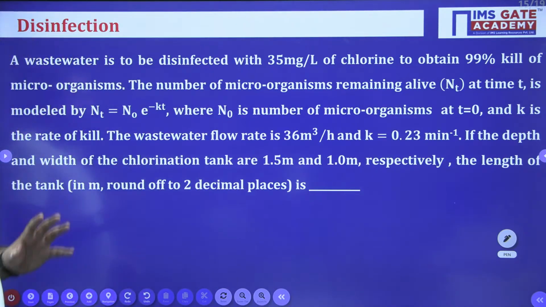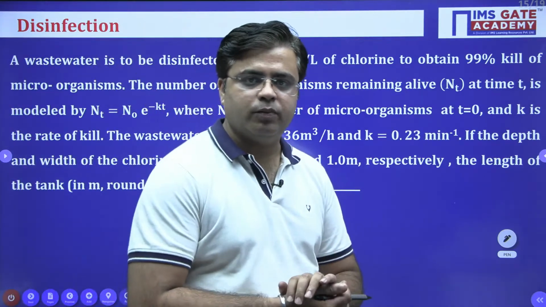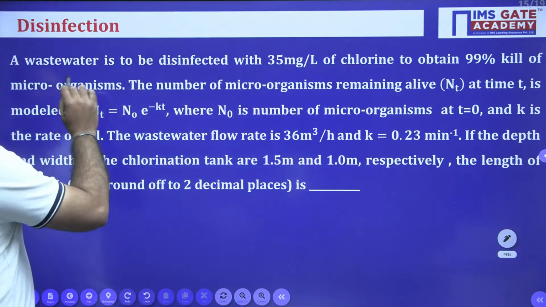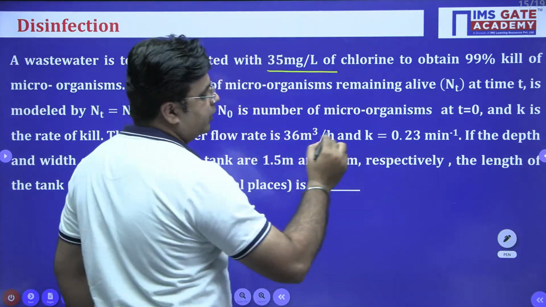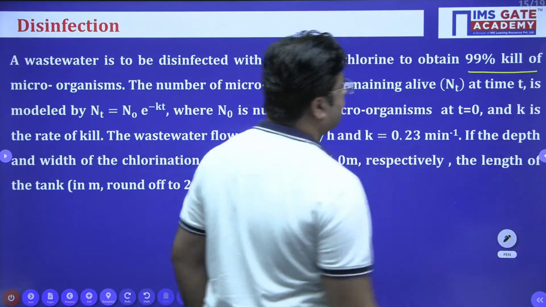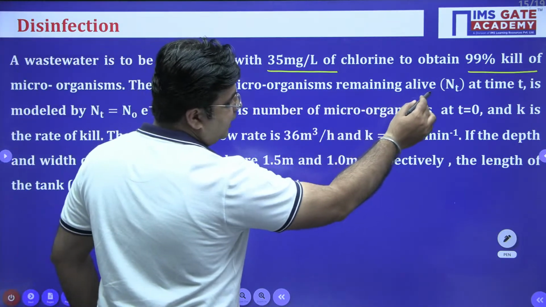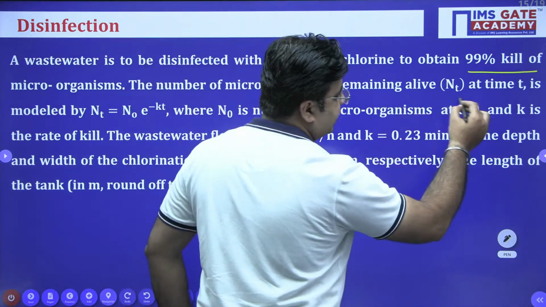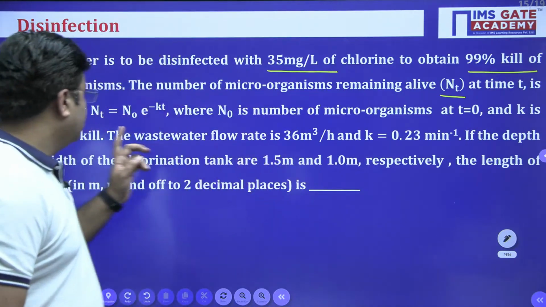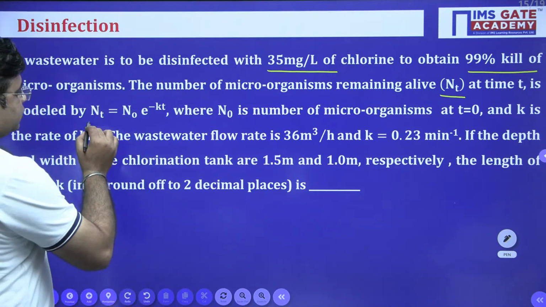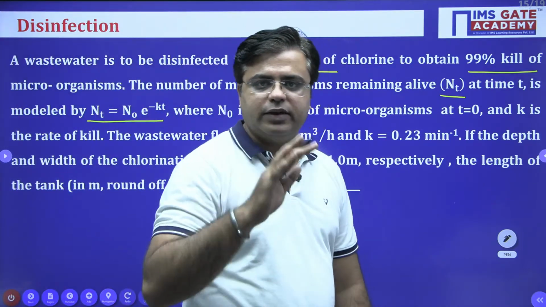This is the question from disinfection, and this question is framed from the Chick's law, where entire Chick's law is given to you. Question says that a wastewater is to be disinfected with 35 milligram per liter of chlorine to obtain 99% of kill. The number of microorganisms remaining alive after time t is nt, modeled by nt is equals to n naught into e raised power minus kt.